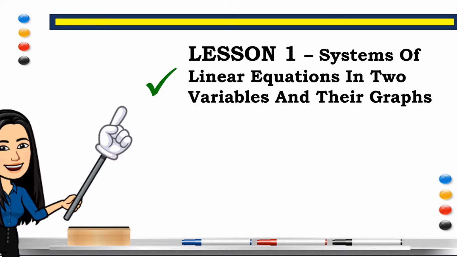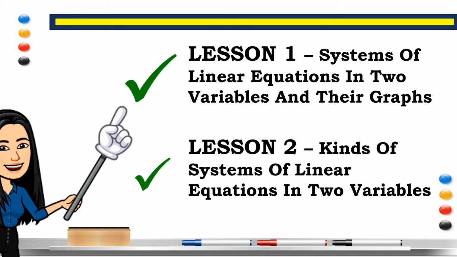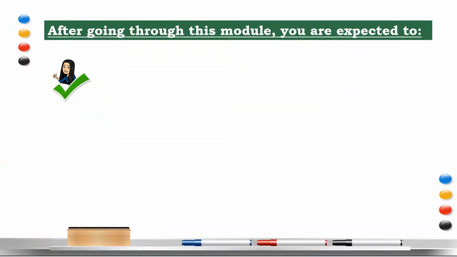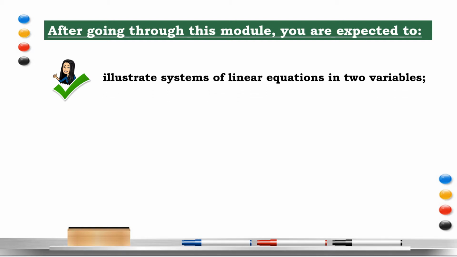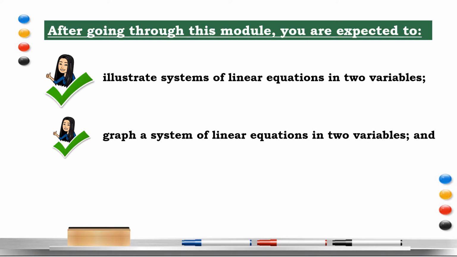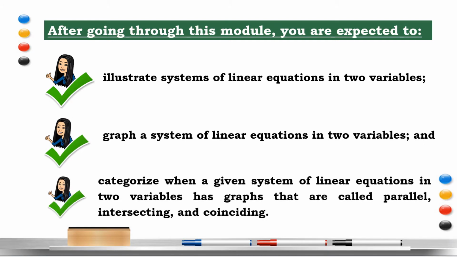This module is divided into two lessons. Lesson 1, Systems of Linear Equations in Two Variables and Their Graphs. Lesson 2, Kinds of Systems of Linear Equations in Two Variables. After going through this module, you are expected to illustrate systems of linear equations in two variables, graph a system of linear equations in two variables, and categorize when a given system of linear equations in two variables has graphs that are called parallel, intersecting, and coinciding.